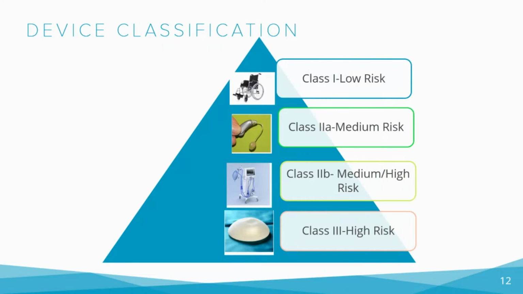The classification of a device determines the regulatory requirements that must be met before the device can be placed on the European market. Highest risk devices require more rigorous testing and certification, and the manufacturer must provide more extensive clinical data to the notified body to demonstrate the safety and effectiveness of the device.